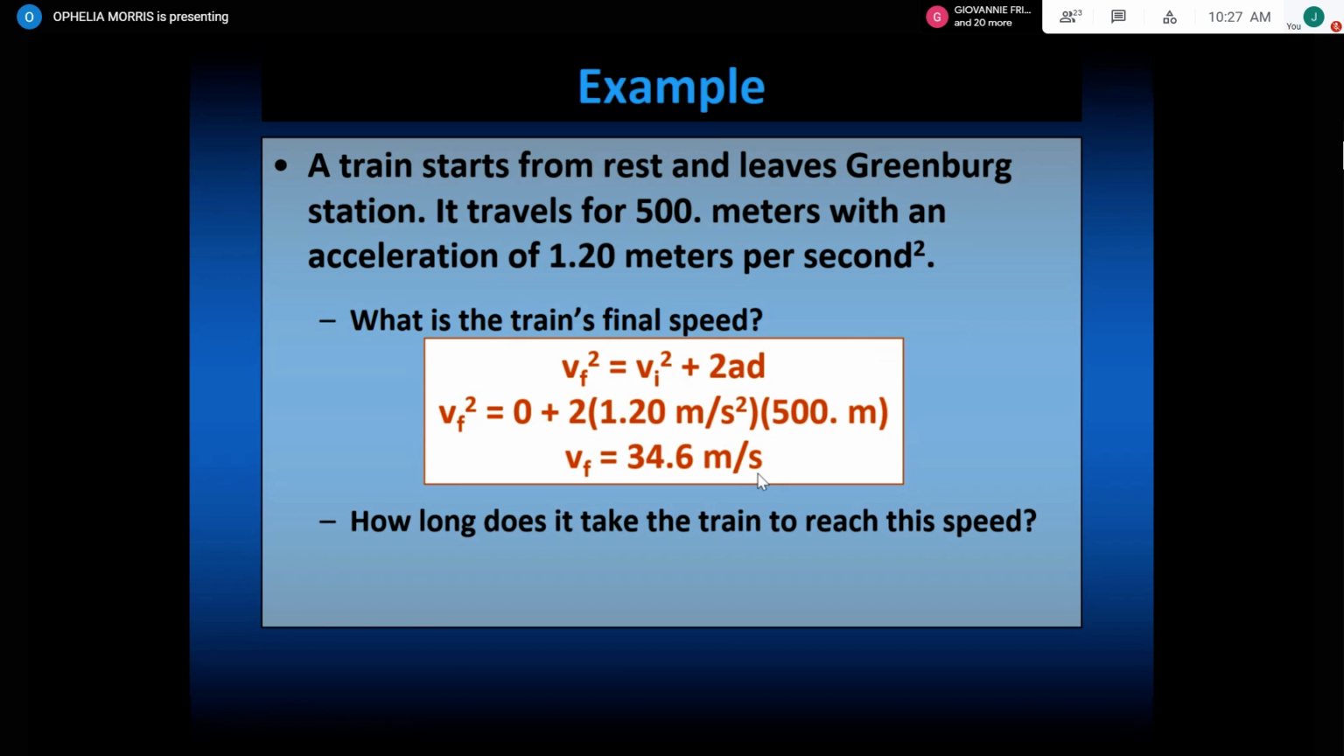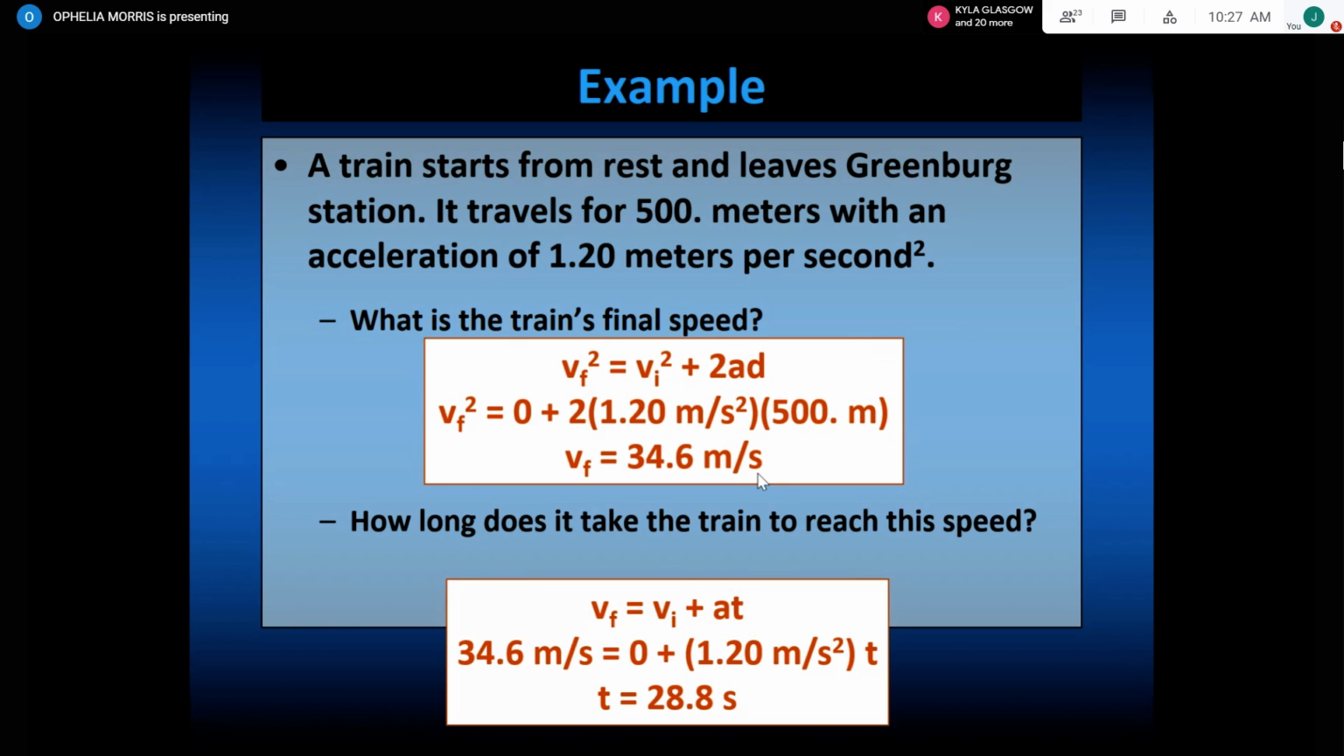So now it says, how long does it take the train to reach this speed? So now we're asking to find what? What's my unknown here? Time. Time, there you go. So I'm looking for a formula that has time in it. Again, I have my V final, my V initial. I do have my acceleration, which is 1.2 meters per second squared. So now all I'm doing is solving for time.